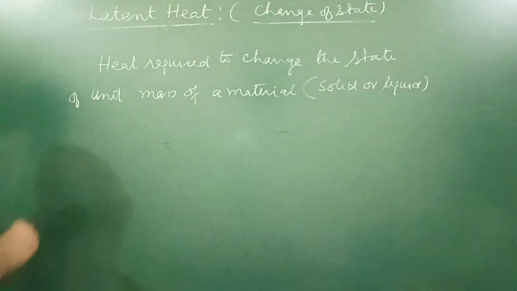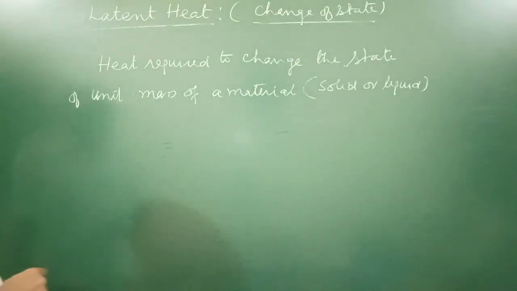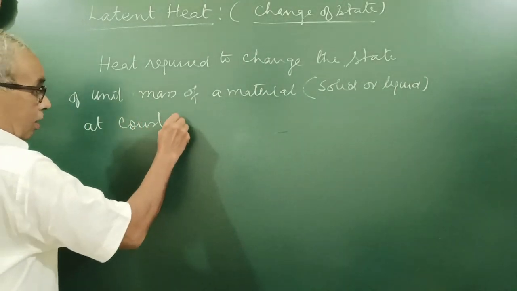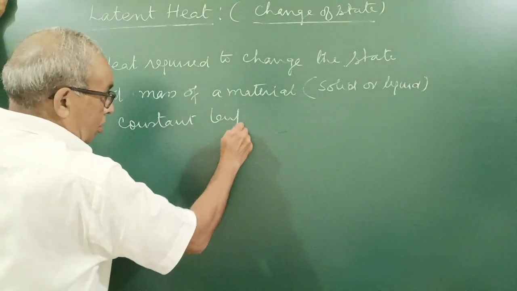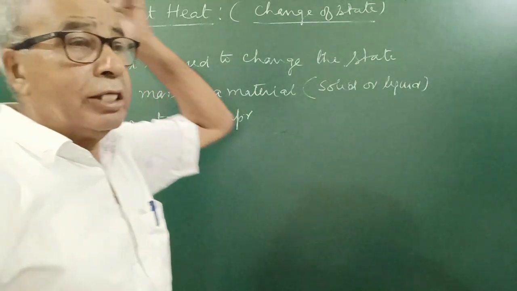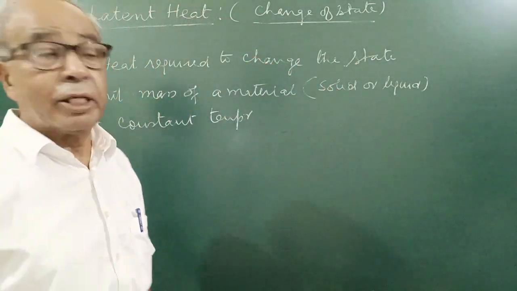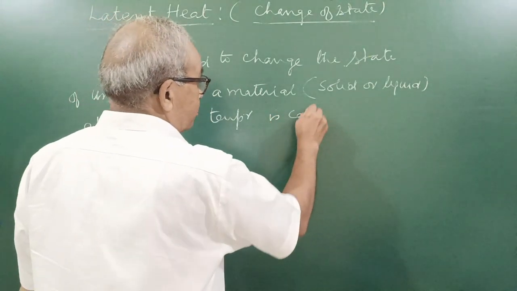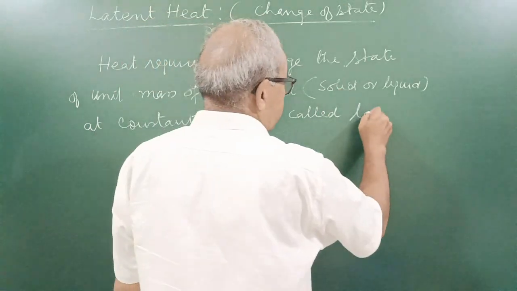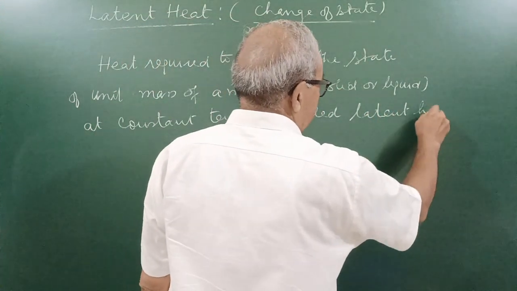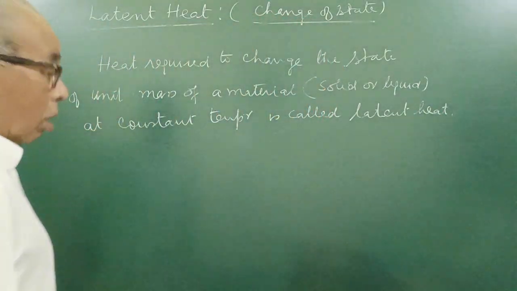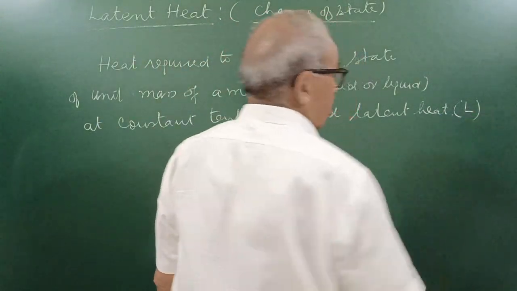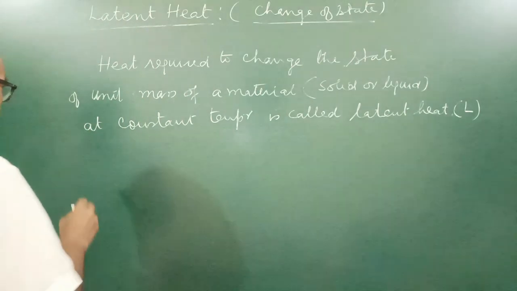The heat required to change the state of unit mass of a material at constant temperature is called latent heat. For example, ice melts at 0 degree centigrade, water boils at 100 degree centigrade, at constant temperature. Latent heat is denoted by capital L.